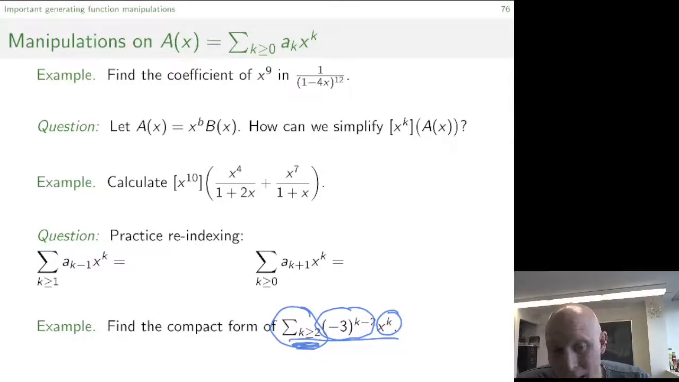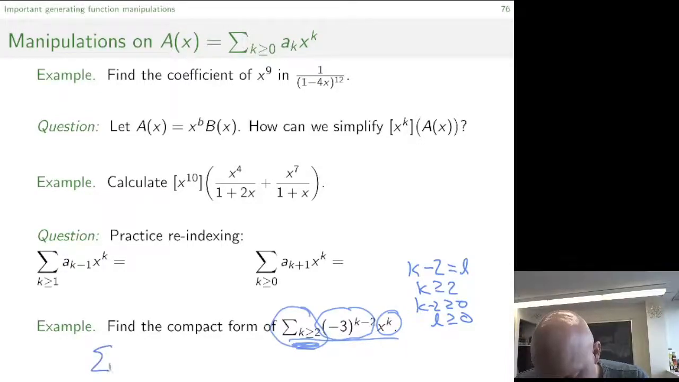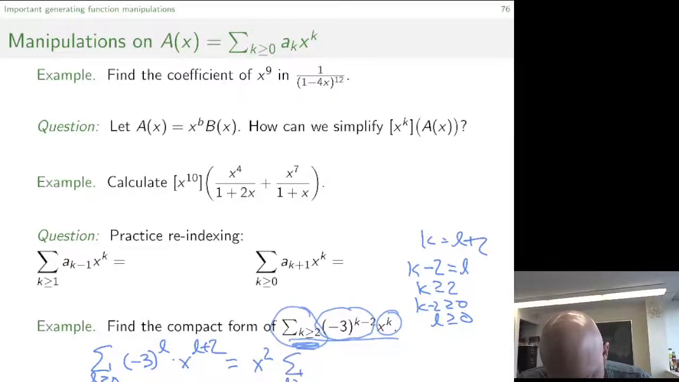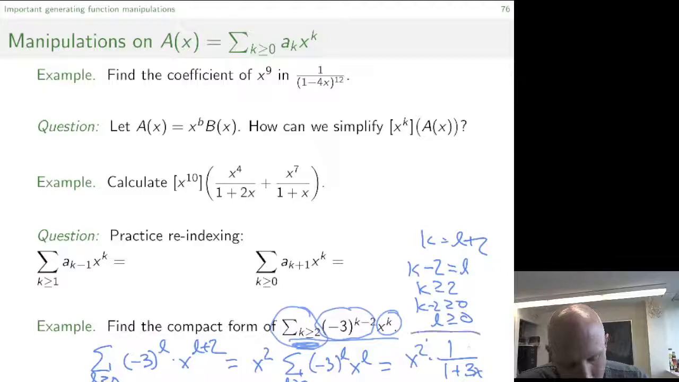I think I'm going to use a substitution: k minus 2 is equal to L. So if k is greater than or equal to 2, then k minus 2 is greater than or equal to 0, so L is greater than or equal to 0. Let's rewrite this as the sum L greater than or equal to 0 of negative 3 to the L times x to the L plus 2, since k is equal to L plus 2. Now I'll factor out 2 powers of x, and I get x squared times the sum L greater than or equal to 0 of negative 3 to the L, x to the L. This is x squared times 1 over 1 plus 3x, and so this would be the compact form of your expression.